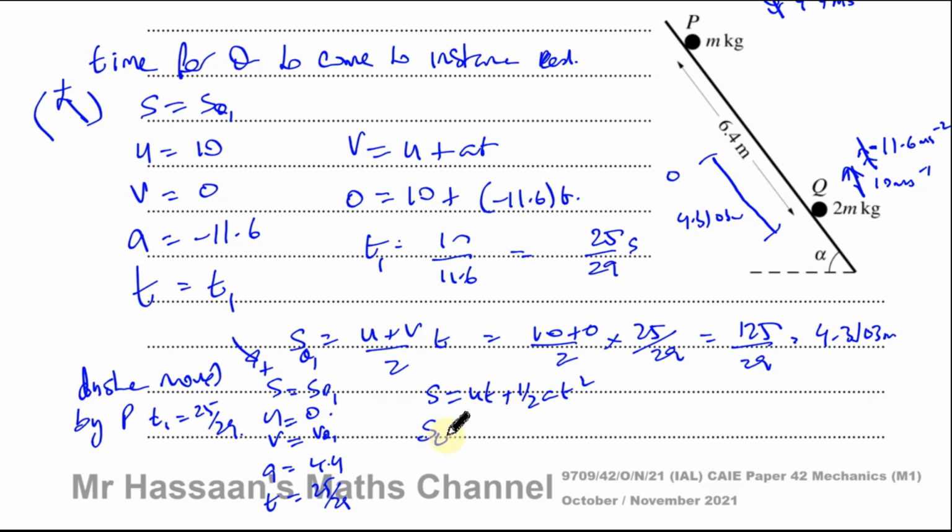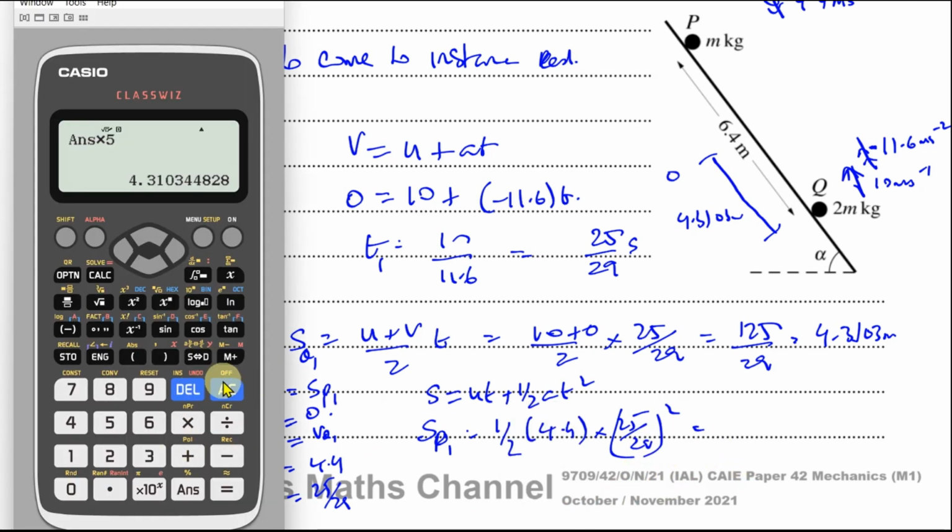So s for P is going to be u, which is 0, times t, that's 0. You're going to have a half times a, which is 4.4, times 25 over 29, all squared. Okay, so that's going to be the answer. That's how far P moves down.